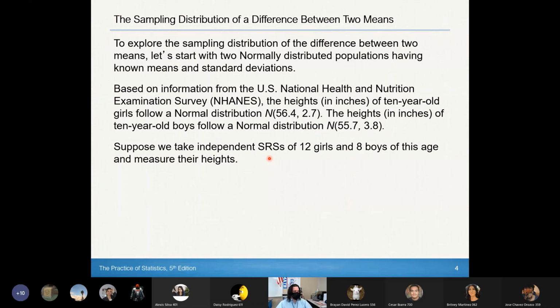Suppose we take independent SRSs of 12 girls and 8 boys of this age and measure their heights. Once again, notice the sample sizes do not need to be the same. They can be different.